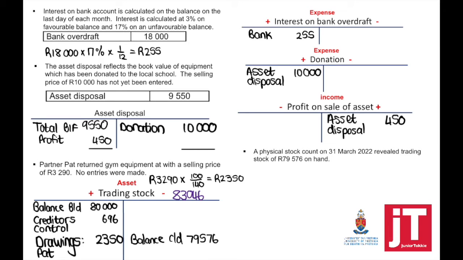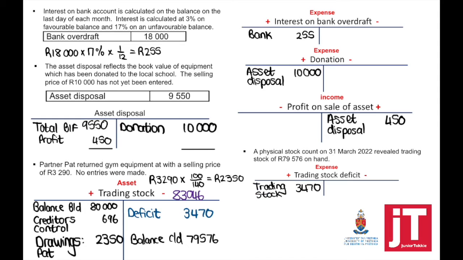Your new balance is 80,000 plus the creditors control plus the drawings equals 83,046. If I compare that to the physical stock take balance, it means that there's a deficit of 3,470. Trading stock deficit is an expense, which means it will form part of your operating expenses.